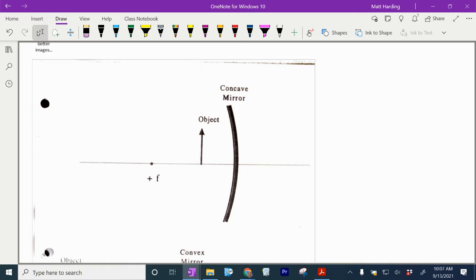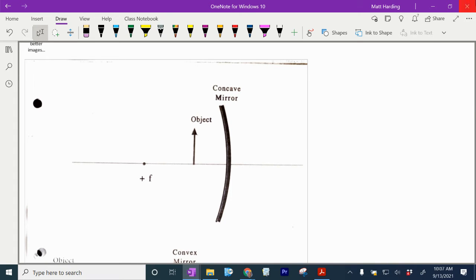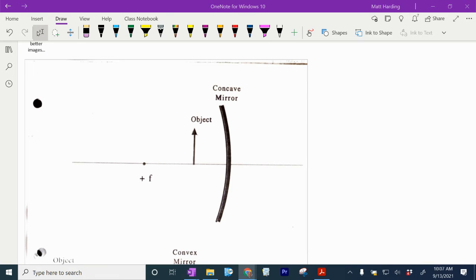And, oh gosh, let me come over here quick. Go back to scores view, my classes. Convex and concave mirrors. Oh, there we go.